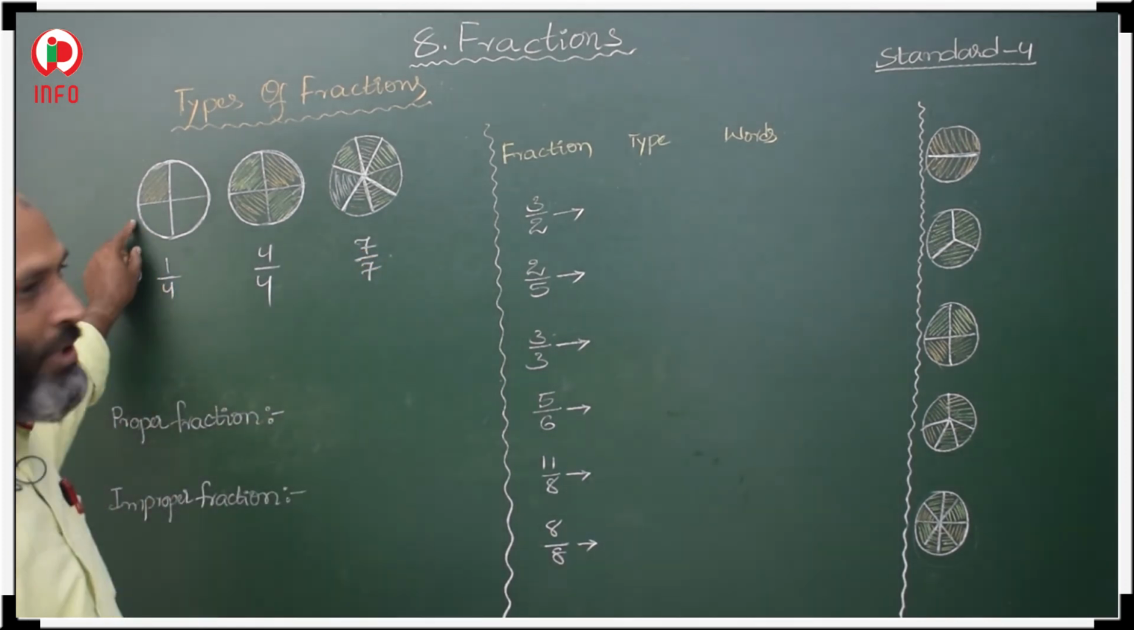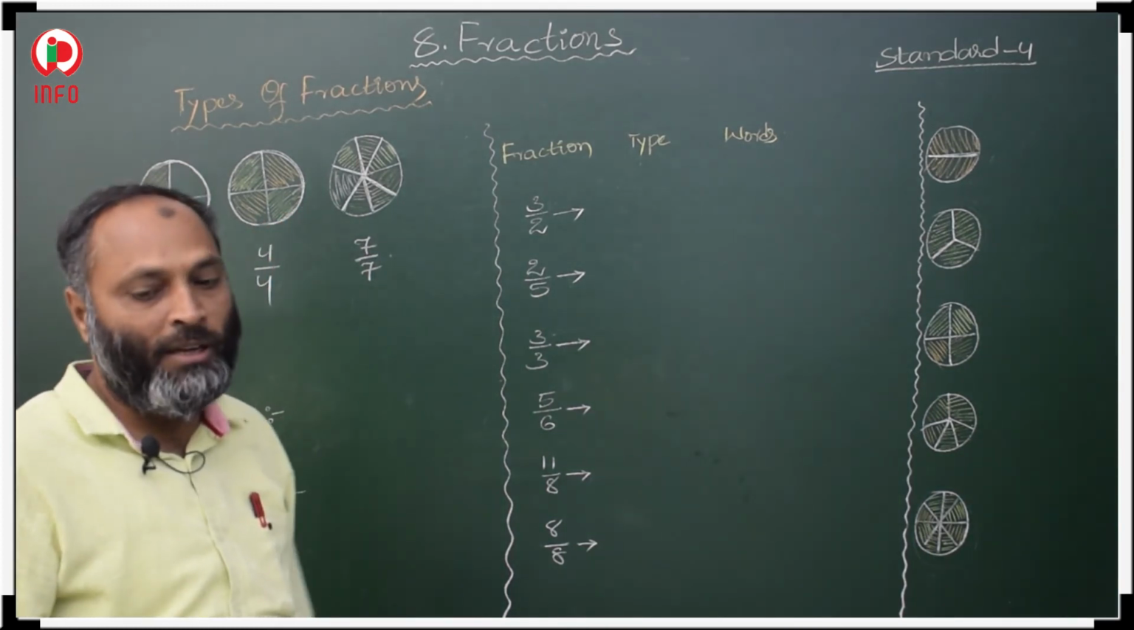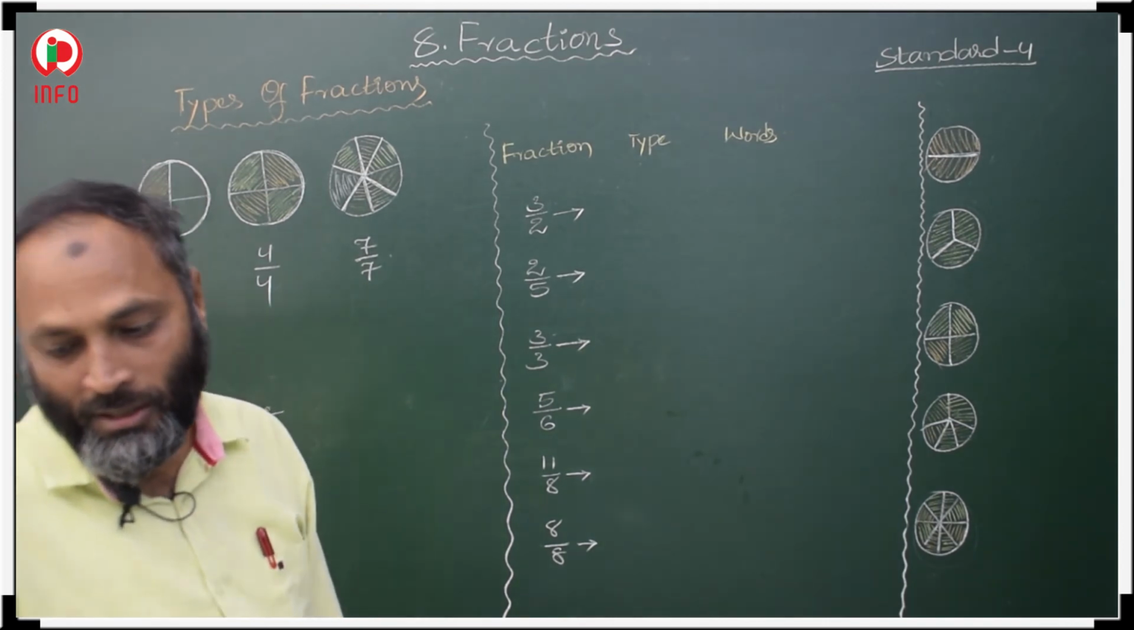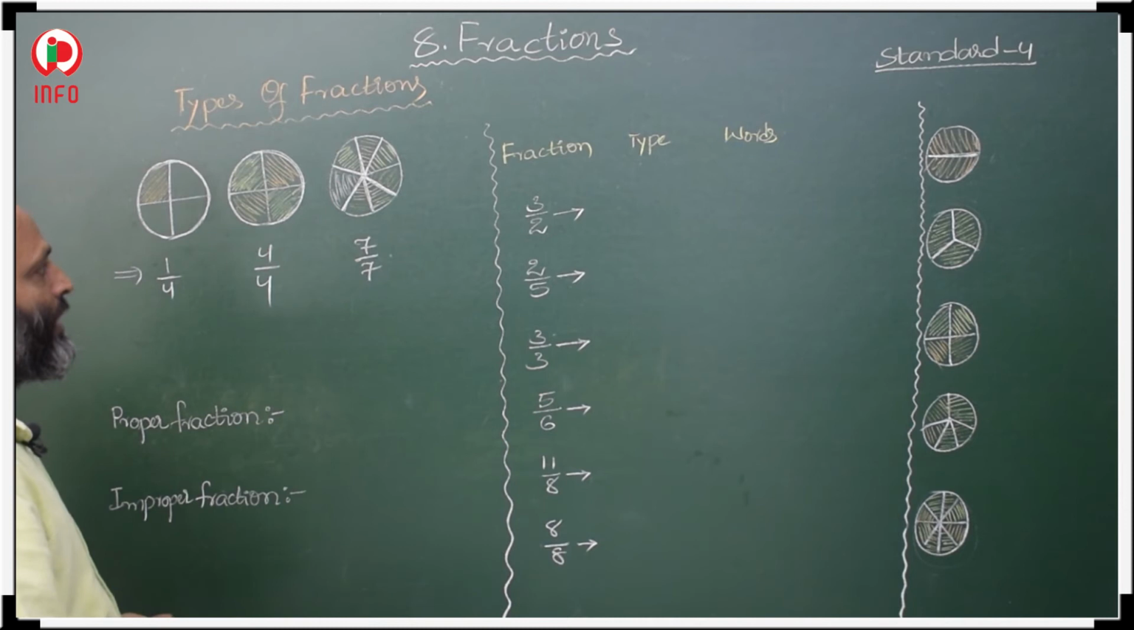This is the 1 by 4 shaded part. This is the 4 by 4 shaded part. This is the 7 by 7 shaded part. So, like this we have to represent using the shaded part. So how to write in words?